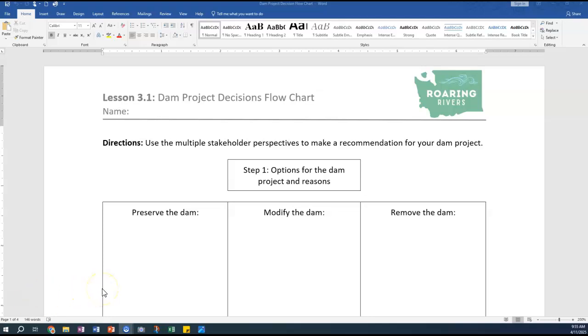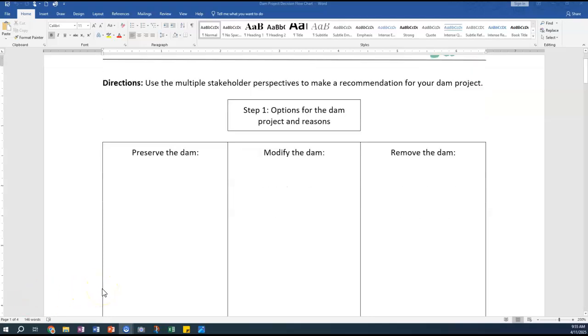Okay. So the first step is going through and looking at the different options for the dam project and the reasons why you might pick and choose any of those options. If it were me, I'd actually hold off a minute on doing this, because what I'd want to do is think through the stakeholders a little bit more closely. But if you just want to plow through and do things in order, that's perfectly legit strategy too.